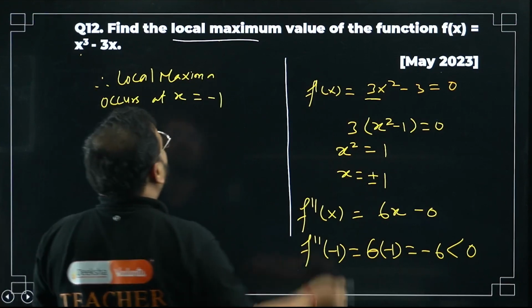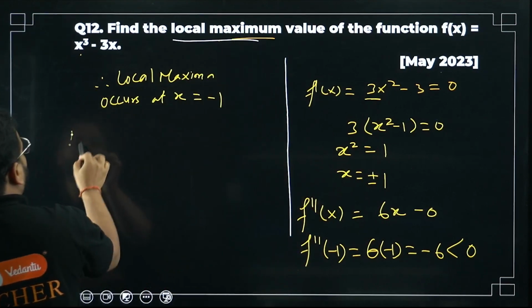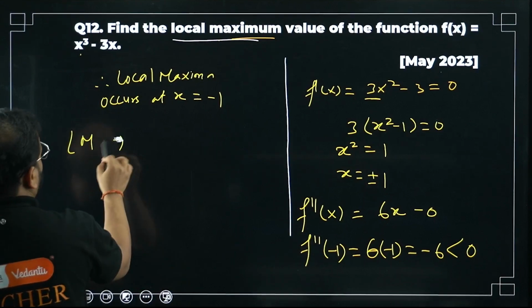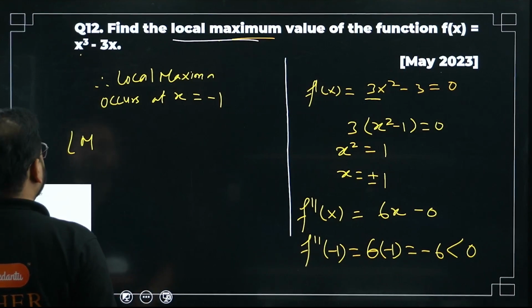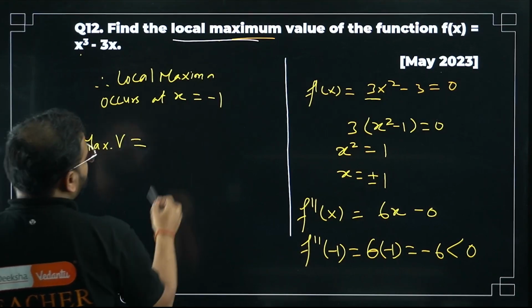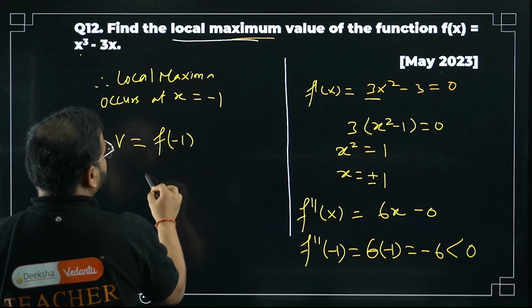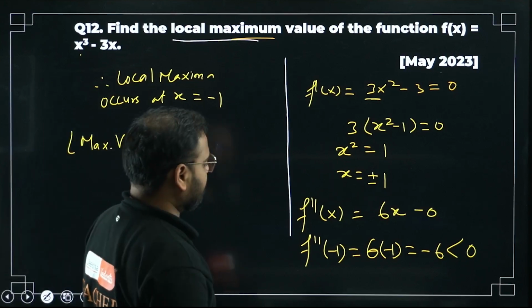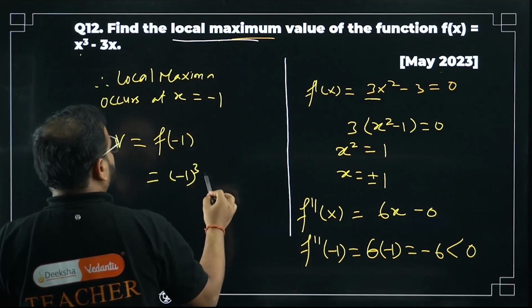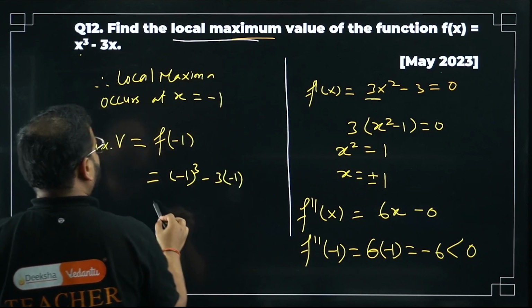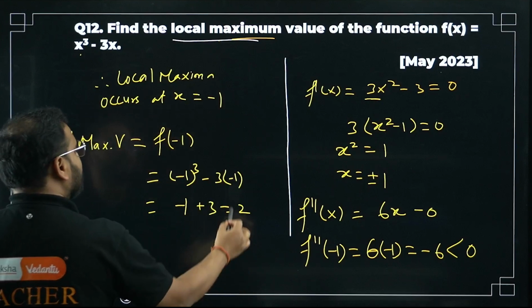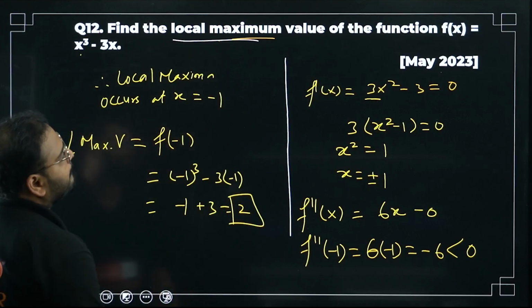And what is the maximum? Local maximum value. Local maximum value is what? It's going to be f of minus 1. How much is that? Please check. f of minus 1, right? So over here, minus 1 cube minus 3 times of minus 1. How much is that? Minus 1 plus 3. Simply 2. Simply 2 is my answer. Have a look. Correct, right?